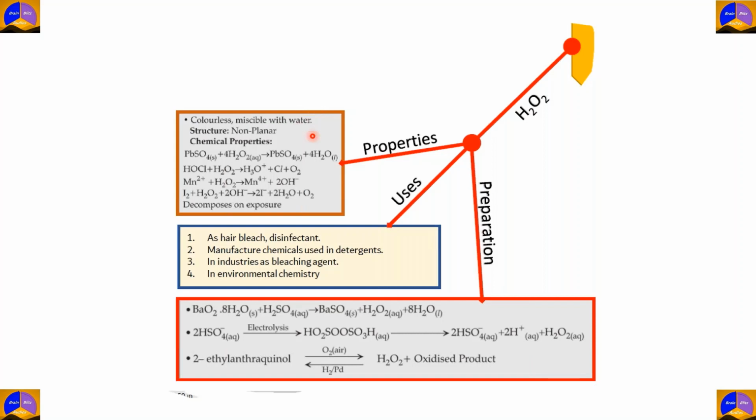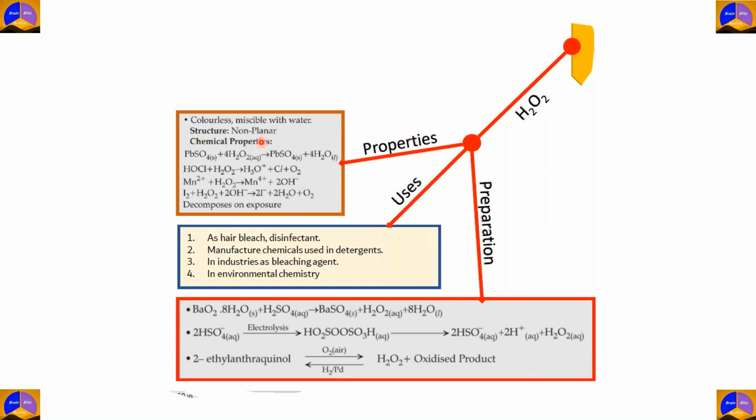The structure of H2O2 is non-planar. Now, imagine that you open a book. The shape that we get by opening a book is the exact same shape in which an H2O2 molecule is present, either in gaseous form or in solid form.